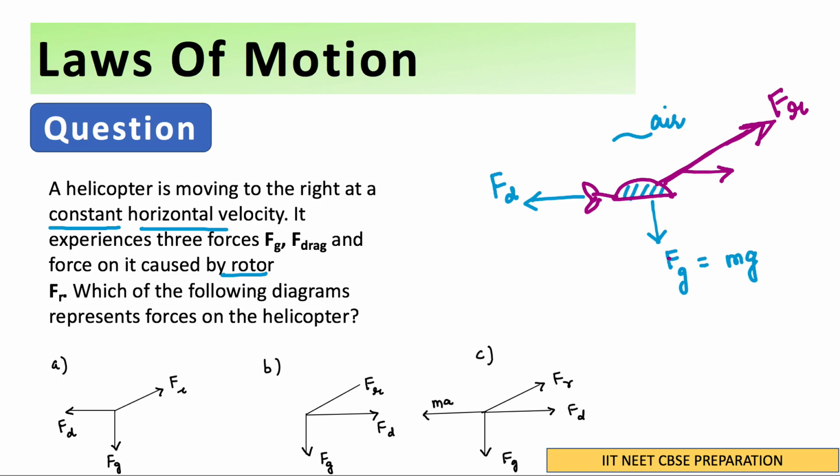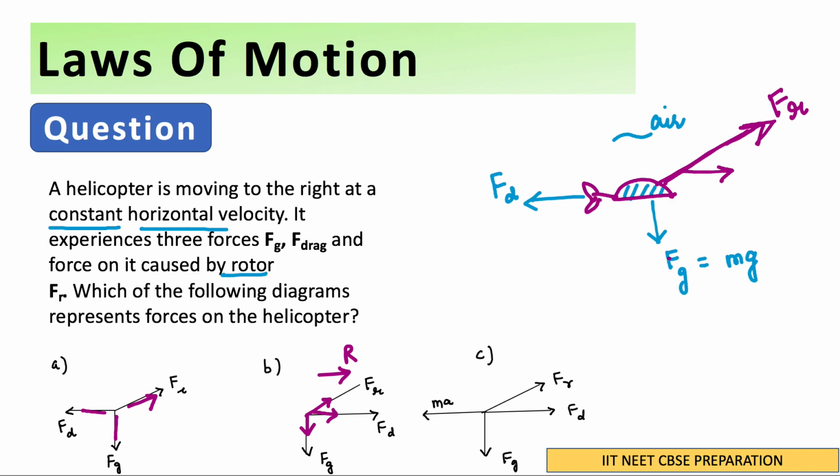If you look at the options, the first option itself is the correct one. Fd is here, Fg is here, and Fr is acting in this direction. Now this one of course is wrong, because all three forces are in the same direction, so there will be a resultant force R acting. So this option B is definitely wrong.